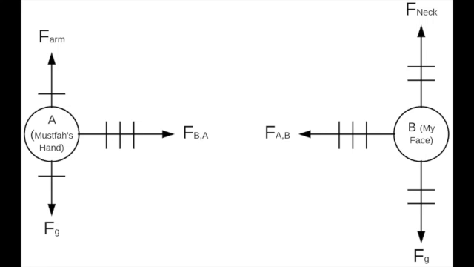This can be explained in these FBDs. A represents Mustafa's hand, and B represents my face. You see, the force of A on B, his hand on my face, is equal to the force of B on A, my face on his hand, which means that technically it hurt him just as much as me. Sure, he hit my face and there's a lot more nerves and it's really sensitive, but technically I hit him without even throwing a punch.